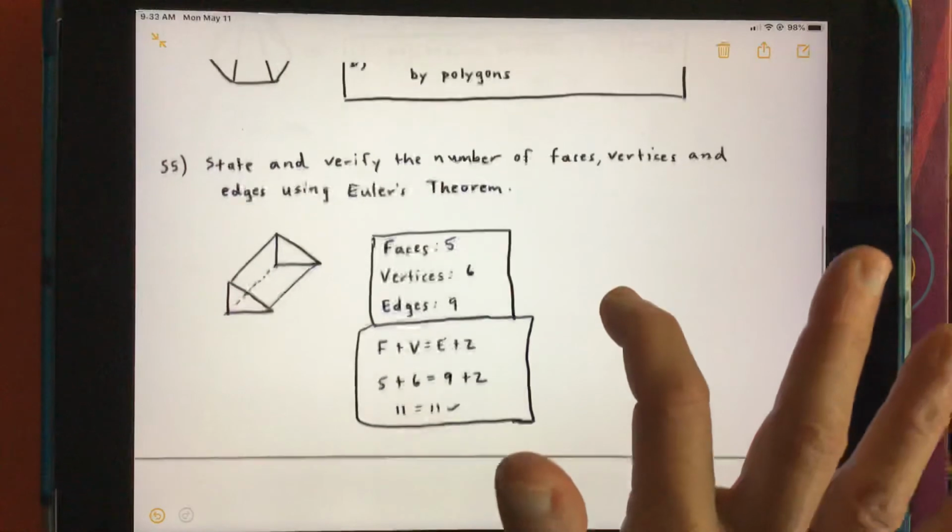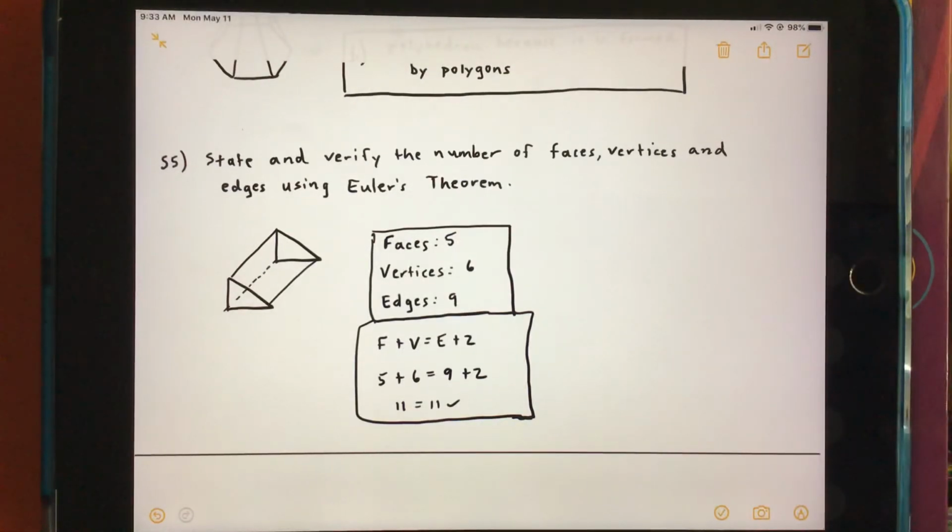Here's our last sample for today. We are given this figure and we're asked to state and verify the number of faces, vertices, and edges using Euler's theorem. So the faces are the polygons that form this particular polyhedron, and we see two triangular faces and we see three rectangular faces for a total of 5. We count the vertices, which are the corners. So we will count 3 vertices kind of at the front of this figure, and then 3 more vertices at the back. So those vertices lie on the ends of those triangular faces.